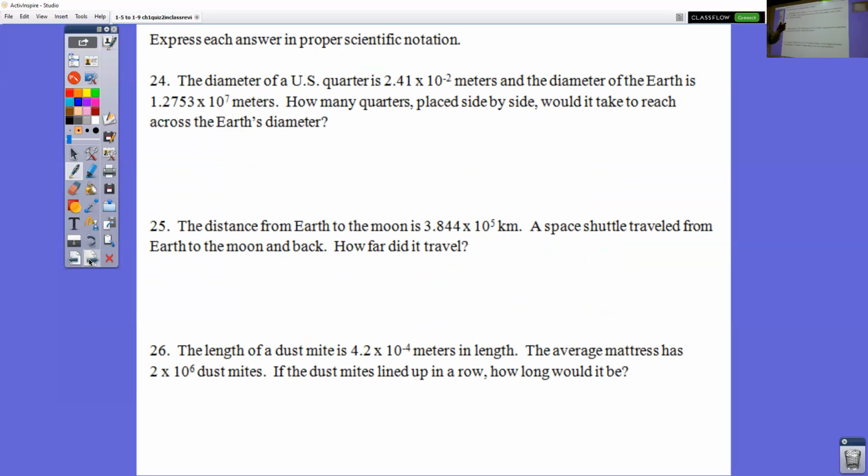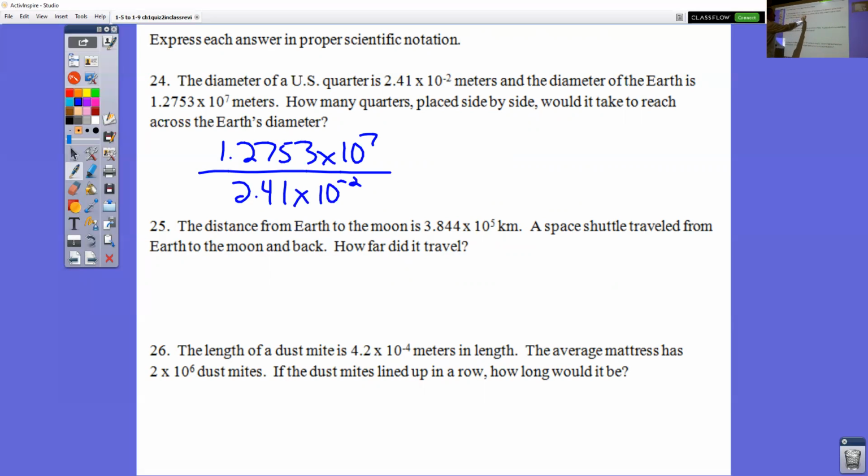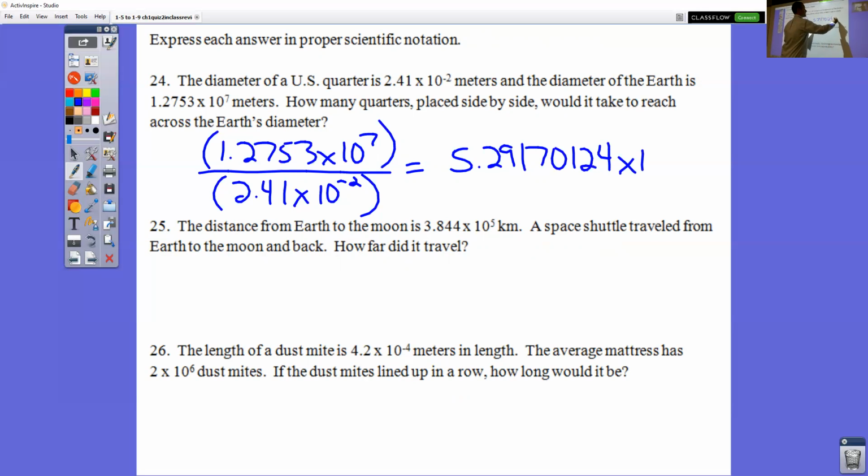So you know the size of one quarter. You know the gigantic planet Earth. How many quarters is it going to take to go all the way across the planet Earth? So what you're actually going to have to do here is divide. You're doing this 1.2753 times 10 to the 7th divided by 2.4 times 10 to the negative 2nd. Make sure that you type them inside parentheses. When you do that, you get an answer in scientific notation. It's a big, long, ugly decimal, but that's okay. You get 5.29170124 times 10 to the 8th.